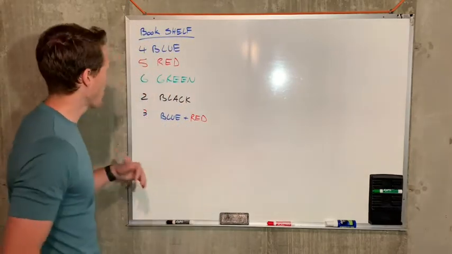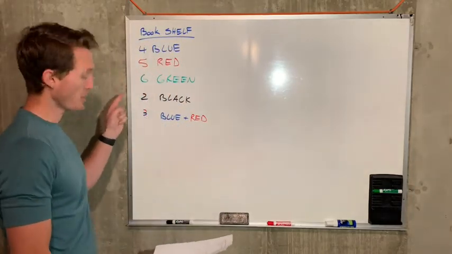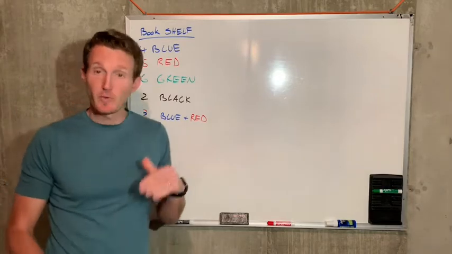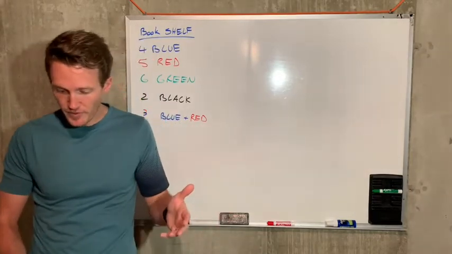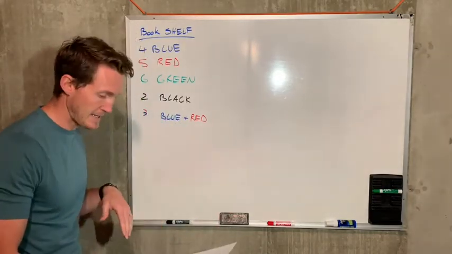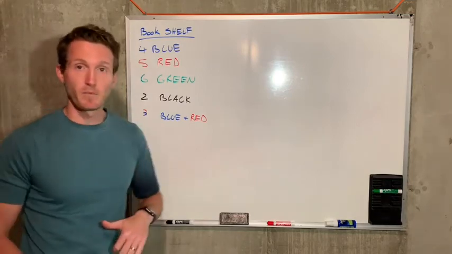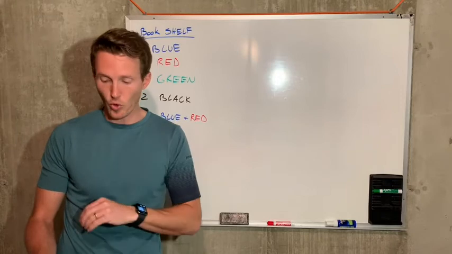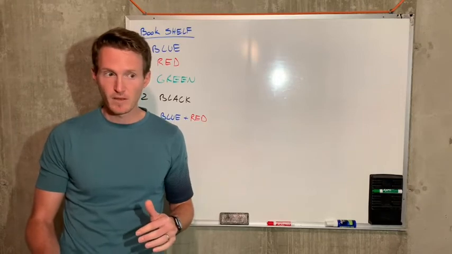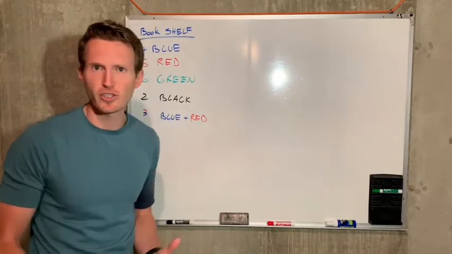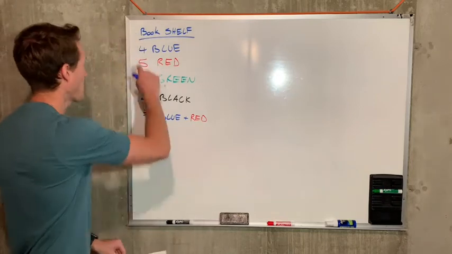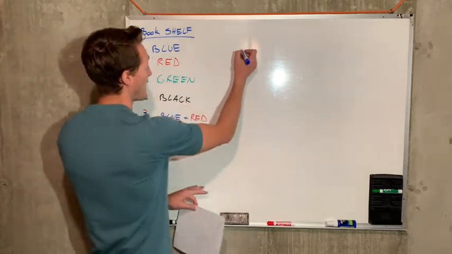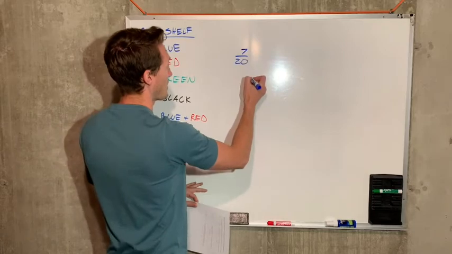Let's say that we want to choose a blue book first, and we want to replace it, put it back on the shelf, and then we want to find a black one. A blue book and then a black one, and we want to get them in that order. That's our qualifications here, okay? So first off, what's the probability of a blue one? Well, we have 4, we have 3, so 7 out of 20. We talked about that already.